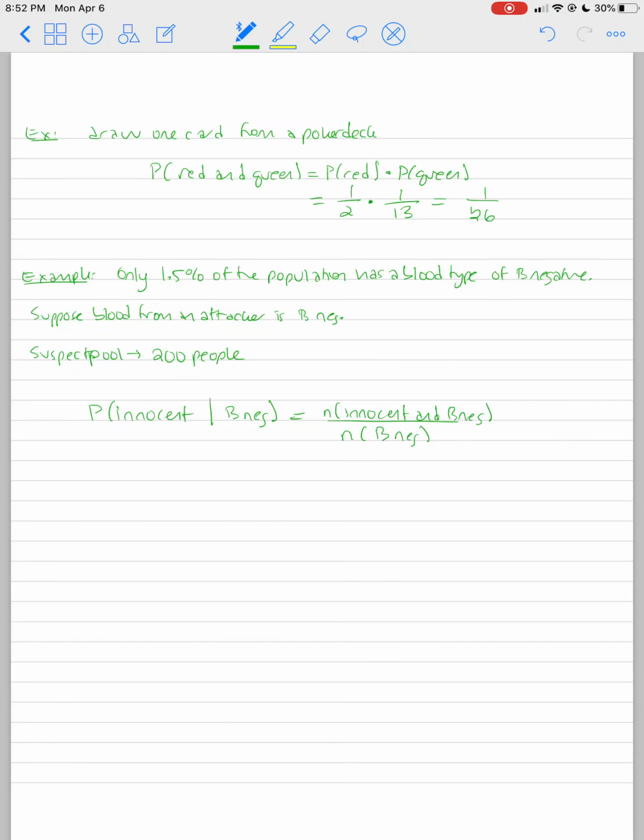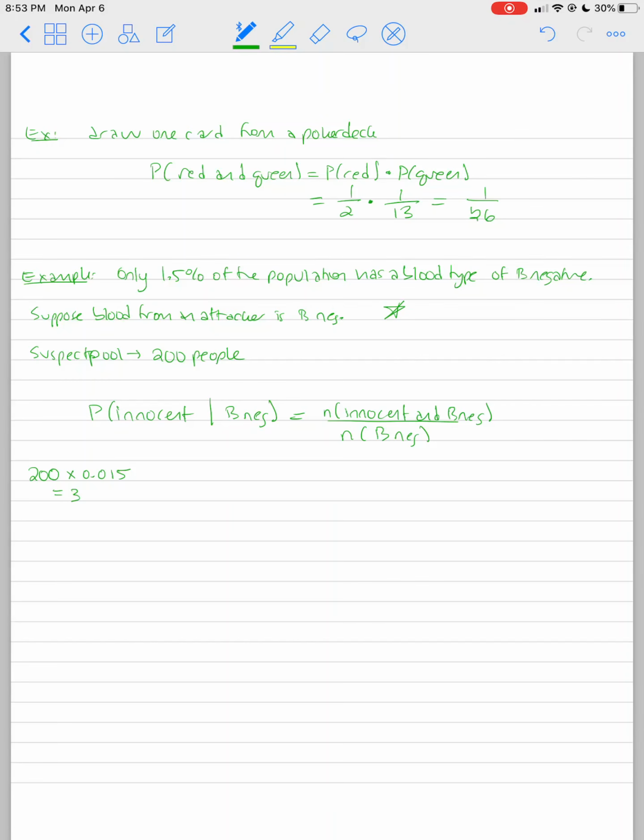All right, so let's go off to the side. There are 200 suspects. 1.5% of them we will assume to be B negative. To find 1.5% of 200, we multiply 200 by 0.015 because we turned the percent into a decimal. This equals 3. This means there are 3 people in our suspect pool that have B negative blood.